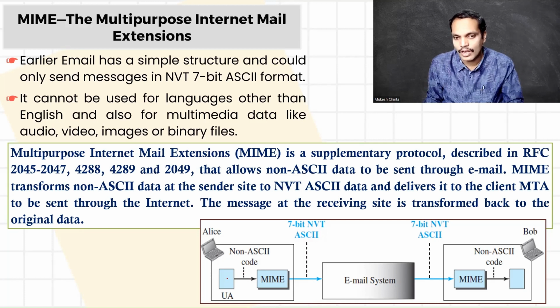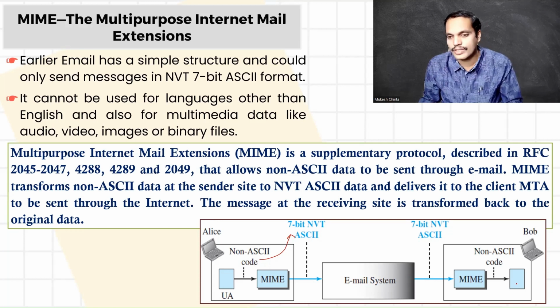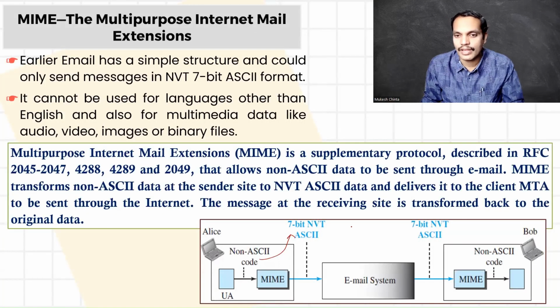So if you are the sender, what does the user agent do? It takes all the non-ASCII code and forwards it to MIME. MIME converts this non-ASCII code into 7-bit NVT ASCII code, and then forwards it to the email system for delivery. Once the email system delivers it to the receiver side, the same thing is done in reverse, so that the receiver is able to receive the same non-ASCII code sent by the source. The message at the receiving side is transformed back to the original data. This is how MIME works.